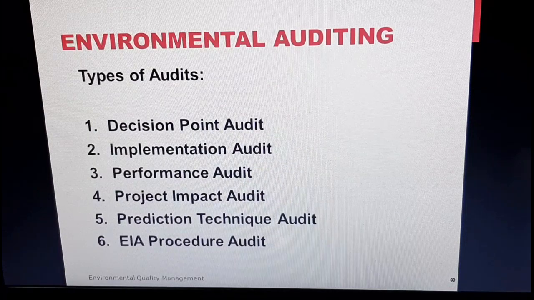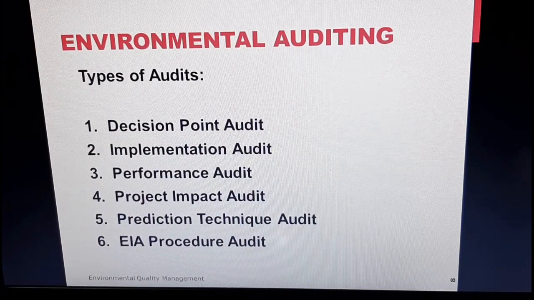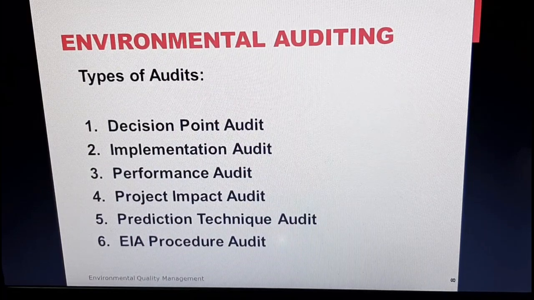Now we'll quickly run through the kinds of audit. The decision point audit examines the effectiveness of EIA as a decision-making tool. The implementation audit ensures that the consented conditions have been met. The performance audit examines the responses of agencies concerned with project management. Project impact audit examines the environmental changes arising from project implementation. The prediction technique audit examines the accuracy and utility of predictive techniques by comparing actual against the predicted environmental effects. And the EIA procedure audit critically examines the methods and approach adopted during the EIA study.